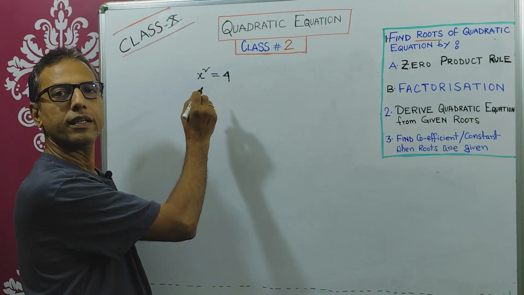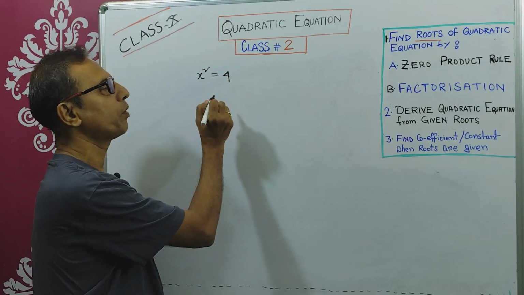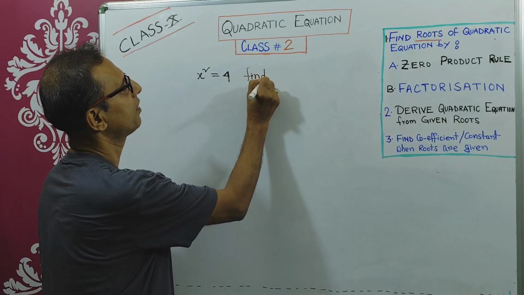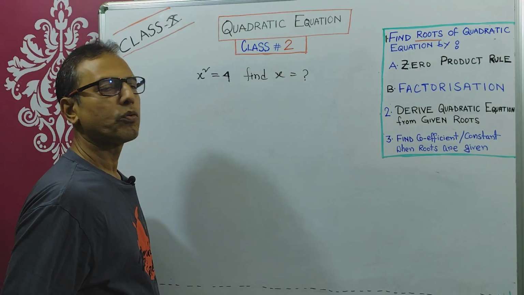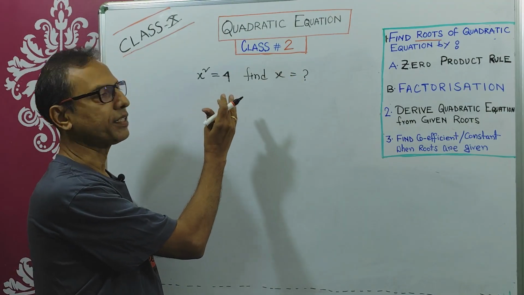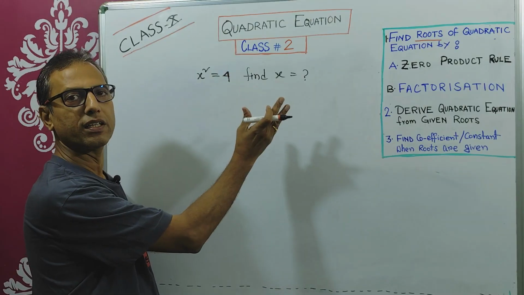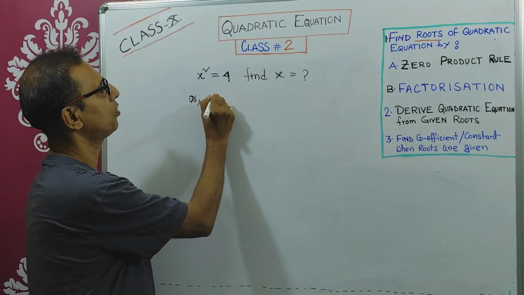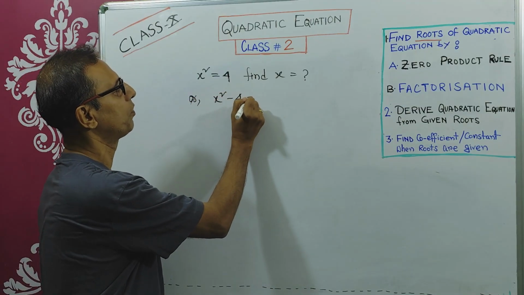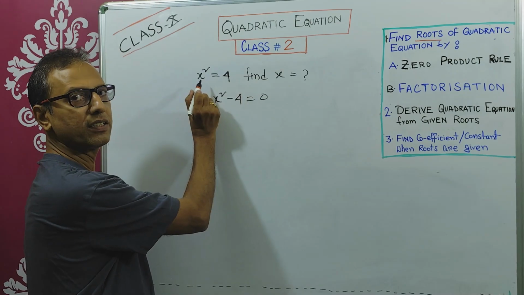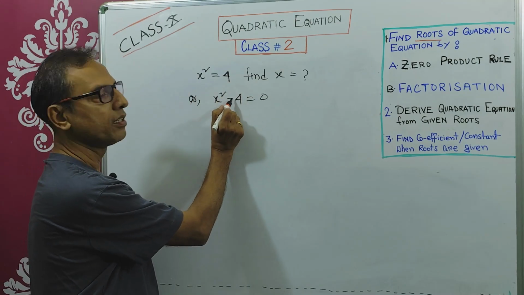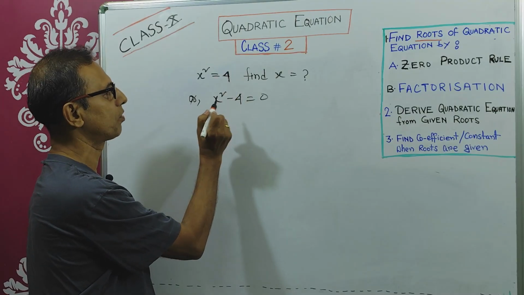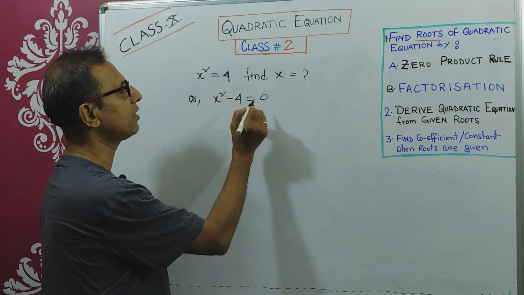Let's say the pure quadratic equation is given, x square equals 4, and you have to find the values of x. What will you do? First of all, you take all the expression to one side, so that one side is 0 and the other side has the entire expression. That is the standard process. So you will make it x square minus 4 equals 0, because when you change the side, the sign of that term changes: 4 comes to this side, so it becomes minus 4.